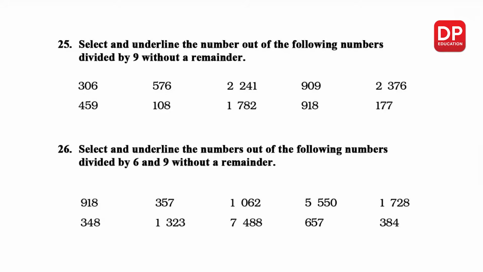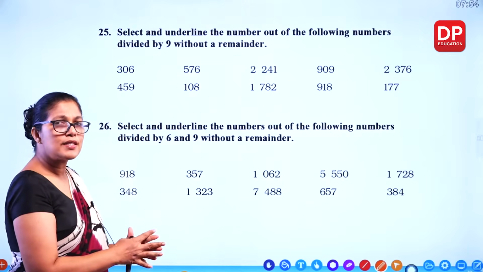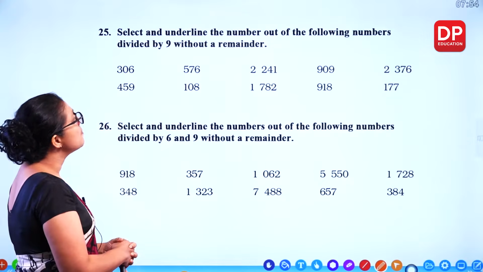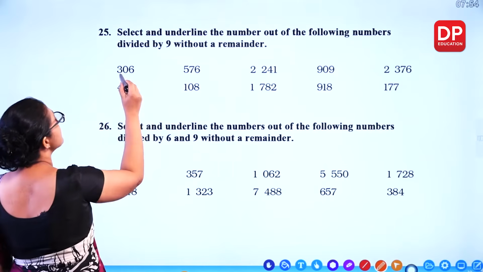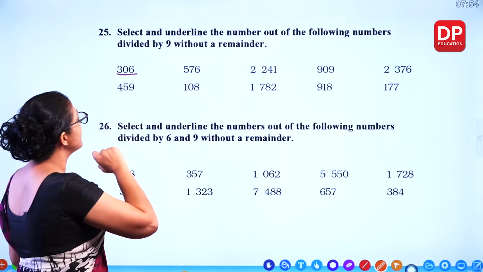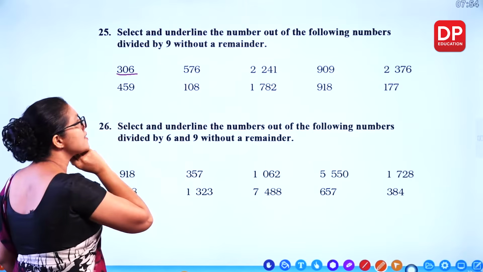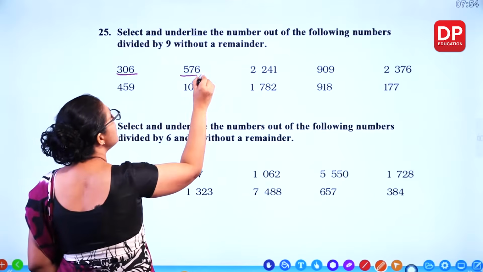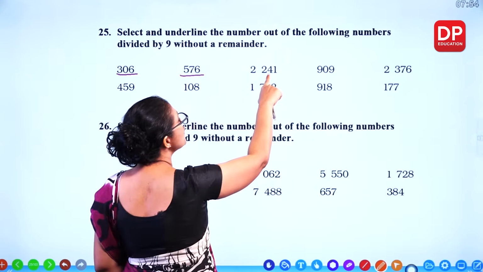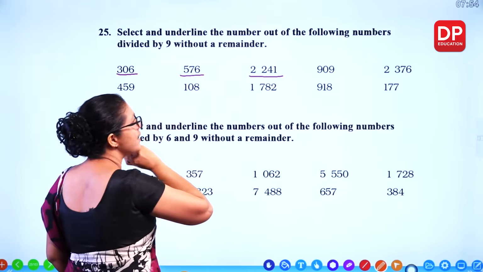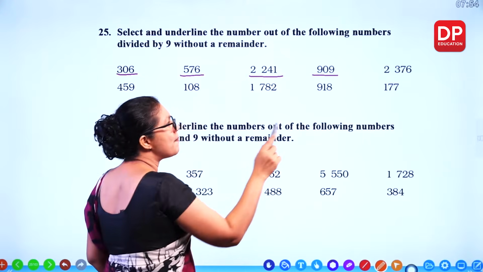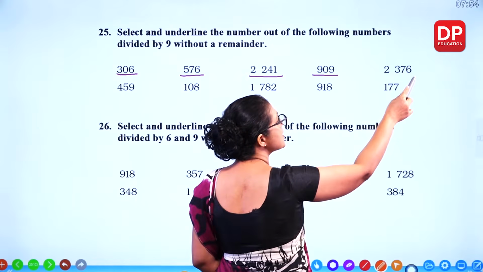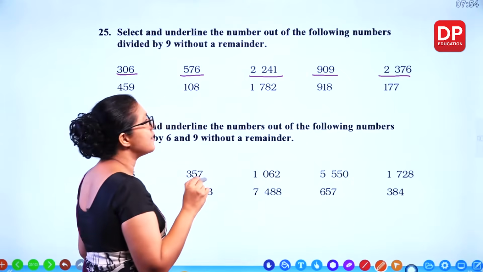Select and underline the numbers out of the following numbers divisible by 9 without a remainder. So, how do you identify a number is divisible by 9? The digital root should be 9. So, we'll look at 3 plus 6, 9. That means divisible by 9. 7 plus 5, 12. 12 plus 6, 18. 8 plus 1, 9. 2 plus 2, 4. 4 plus 4, 8. 8 plus 1, 9. That's divisible by 9. 9 and 9, 18. 8 plus 1, 9. 2 plus 3, 5. 5 plus 7, 12. 12 plus 6, 18. That's also divisible by 9.